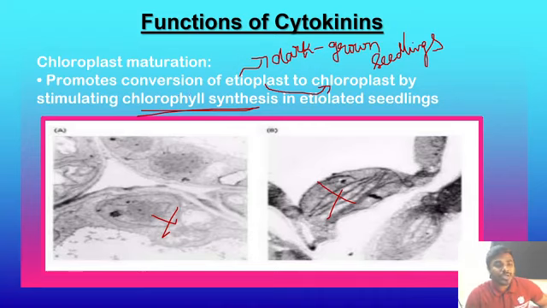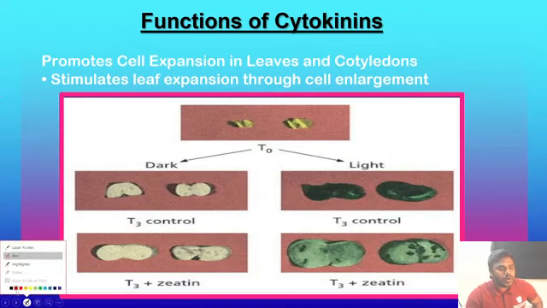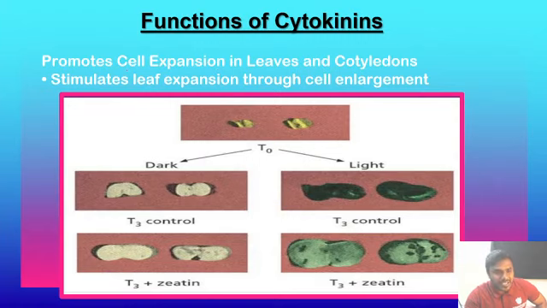And friends, how does this chlorophyll synthesis get stimulated? Of course, with the help of this particular cytokinin. In simple words, cytokinin stimulates the chlorophyll synthesis in such a way that it converts the etioplast to the chloroplast. Simple point. Then the last and important function: cytokinin promotes cell expansion in leaves also, and cotyledons also.